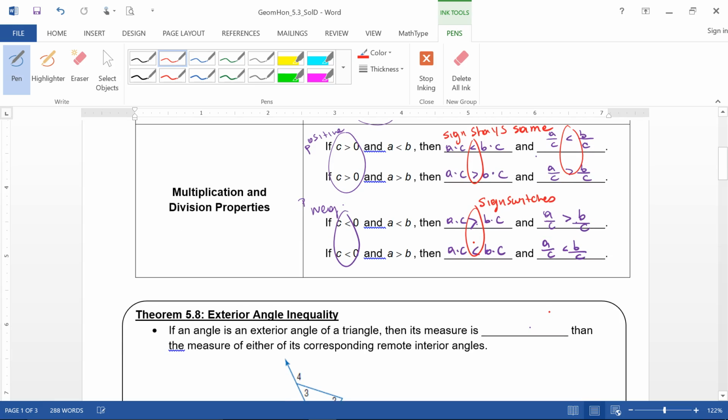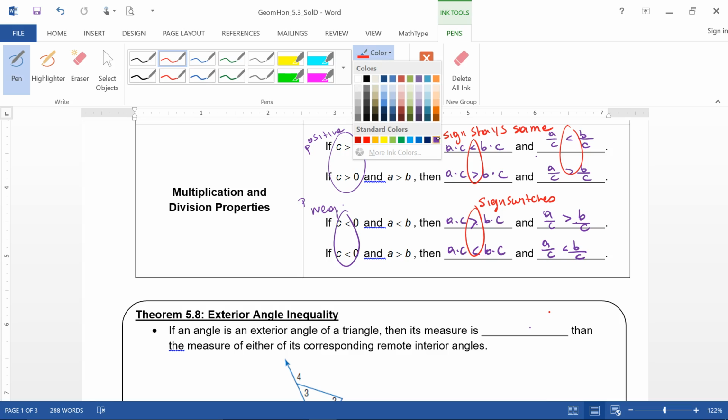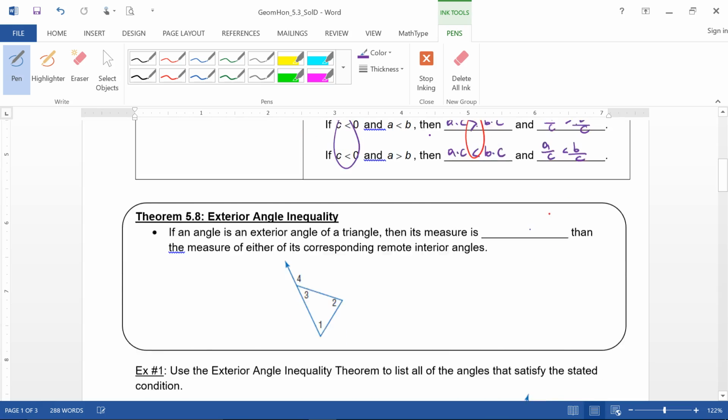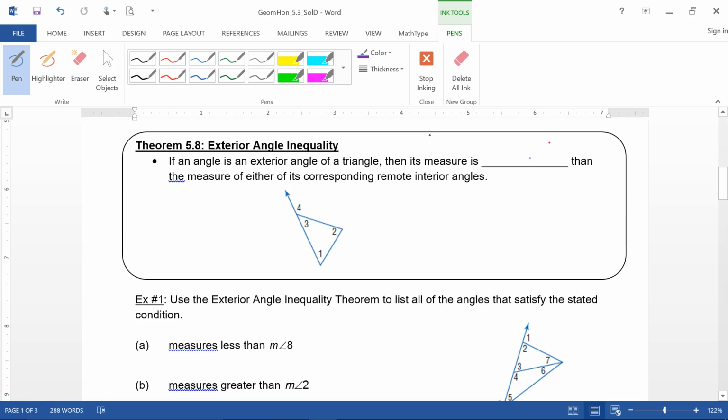Okay, so let's talk about another theorem, a brand new theorem this time. You guys remember what an exterior angle was? Okay. What does the measure of angle 4 equal to? Right, measure of angle 4 is equal to measure of angle 1 plus measure of angle 2.